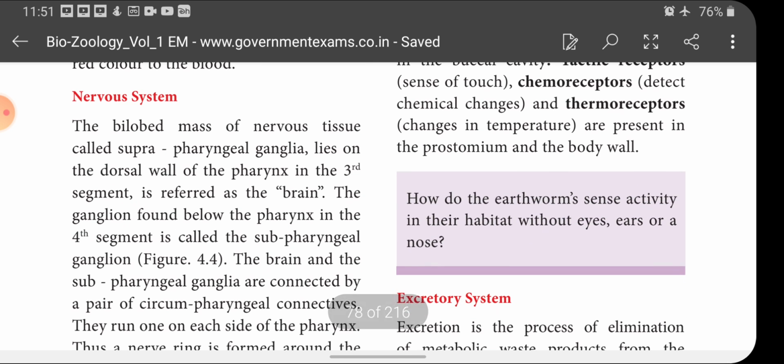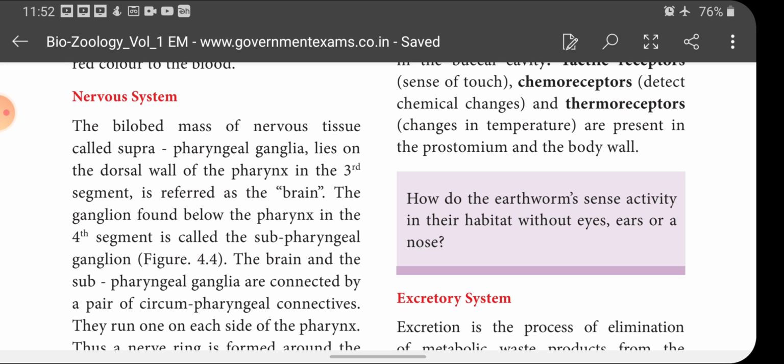If we speak about the nervous system, a bilobed mass of nervous tissue, called the suprapharyngeal ganglia, is present on the dorsal wall of the pharynx in the 3rd segment. And this suprapharyngeal ganglia present in the 3rd segment is referred to as the brain. Below that, in the 4th segment, there is another structure called the subpharyngeal ganglion. So there are two ganglia, one in the 3rd segment and another in the 4th segment. The ganglion in the 3rd segment is called the brain, and the one in the 4th segment is called the subpharyngeal ganglion.